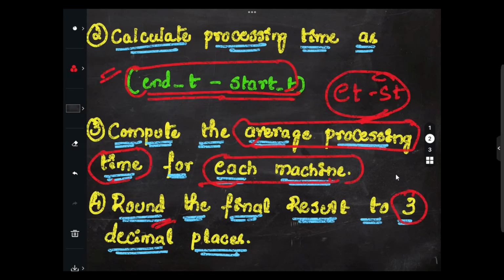Next, we will calculate the processing time as end time minus start time. This is very important. We have already discussed this one. We will compute the average processing time for each machine. Then we will round the final result to 3 decimal places, as they have asked in the question. So this is the approach that we will be going with.